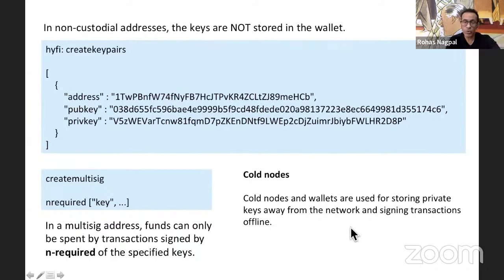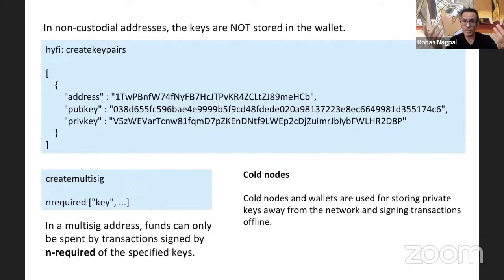And then finally, you have cold nodes, a very interesting concept. That means a node connected to the blockchain, but it need not even be physically connected. It can be disconnected from the internet. So let's say you hold a huge amount of crypto. You could actually have a node running on a laptop which has no internet access.